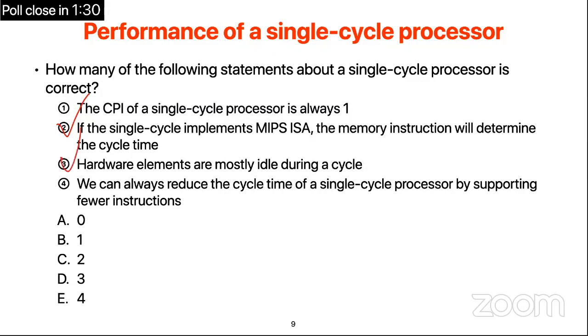Okay. So how about the fourth? In this case, we weren't exactly sure because of the wording, like when you say always reduce cycle time. Well, it depends on the instruction that you're removing, right? Because the cycle time is determined by the longest instruction. So if today I say that my processor doesn't want to support, let's say, the shift instruction, does that affect your cycle time? No, not at all, right? So this one is wrong.